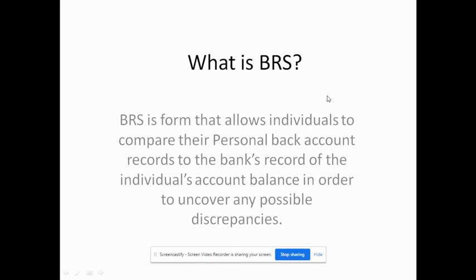What is BRS? BRS is a form that allows an individual to compare their personal bank account records to the bank's record of the individual's account balance in order to recover any possible discrepancies.